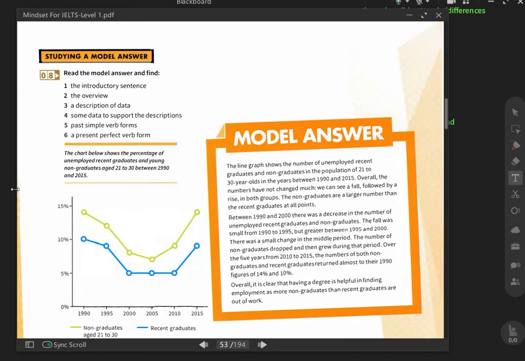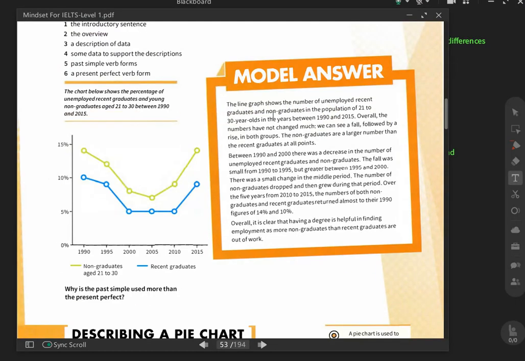Yes. Well, and now we have a model answer here. Read the model answer. Introductory sentence. Introductory sentence actually is the beginning, like we say introduction. That is the paraphrase of the question. Then overview, description of data, some data to support the description, past simple verb forms, present perfect verb forms. Okay, let's find them. The first one, could you please read and give me which line is introductory?